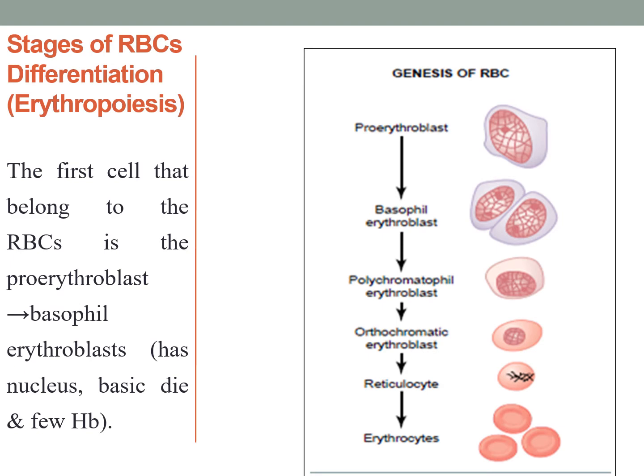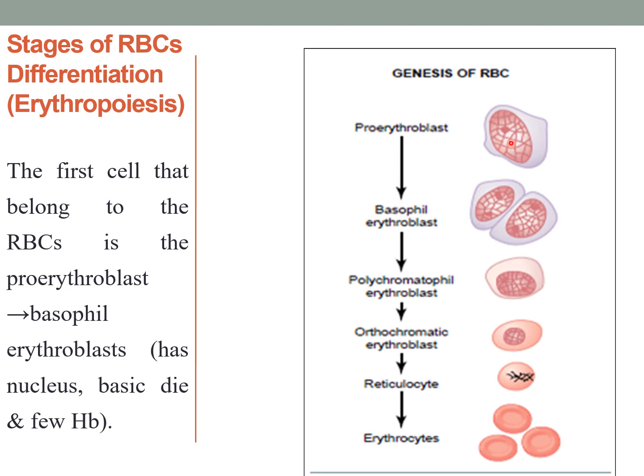Now we will talk about the stages of red blood cell differentiation, which we call erythropoiesis. The first cell that belongs to the red blood cell lineage, coming from the committed stem cells, is called the pro-erythroblast. The pro-erythroblast is the first cell belonging to the RBC differentiation stage.